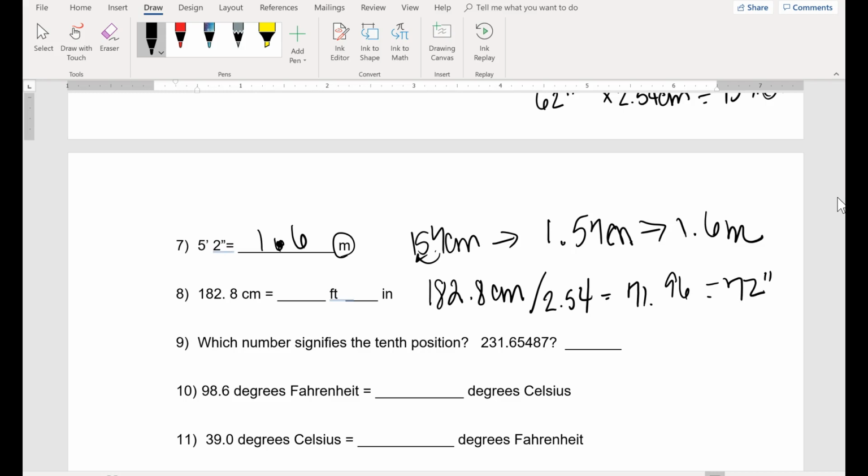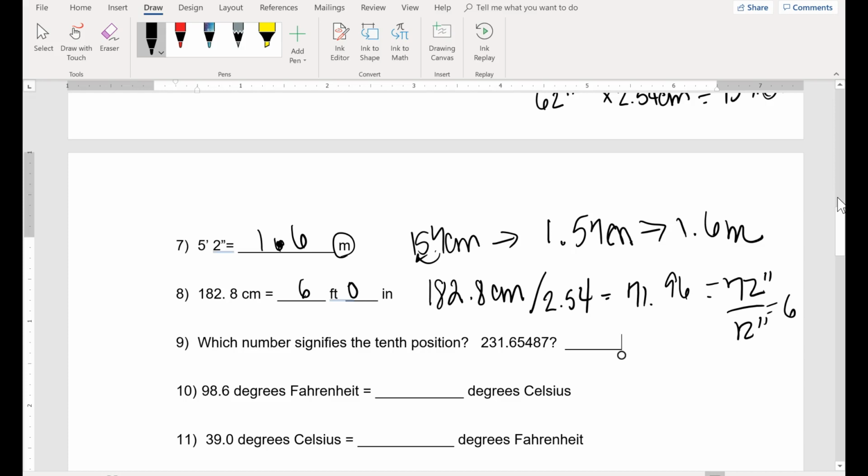72 inches divided by 12 inches, right? So we get our feet. And look at that, our patient is exactly 6 feet 0 inches, right? Make sense?